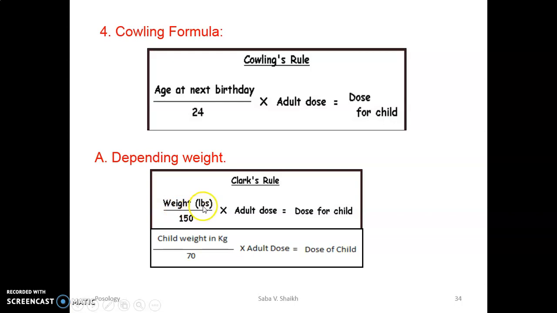Weight in pounds. The key point is you have to write the weight in pounds. Sometimes it can be given in kgs, so if you want to use Clark's rule, you have to convert kgs into pounds. Weight in pounds upon 150 into adult dose gives the dose for a child. If you want to take kgs as given in the question, you can write the weight of the child in kilograms, but upon 70. If you take pounds, it's upon 150; if you take kilograms, it's upon 70, into adult dose. This is depending upon the weight.